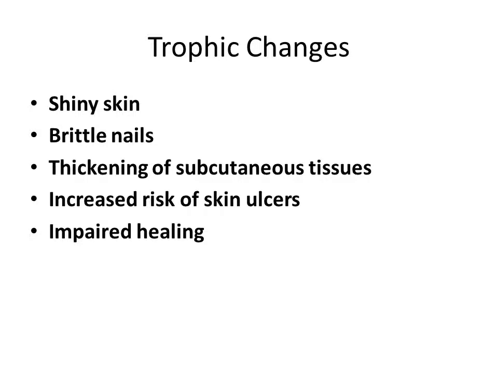Other changes related to the sympathetic damage include trophic changes. These are things like shiny skin, brittle nails, thickening of the subcutaneous tissues. So when you are palpating, the tissues feel really firm, much firmer than normal. There's an increased risk of skin ulcers, partly because you can have the edema and decreased blood flow and decreased oxygenation, and impairment of healing for these same reasons.